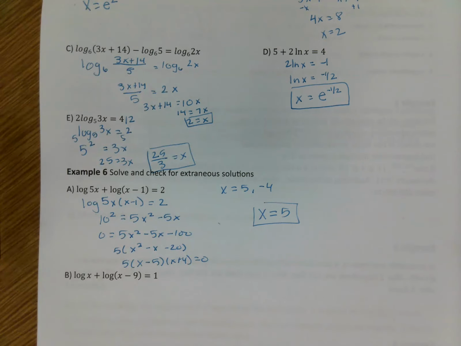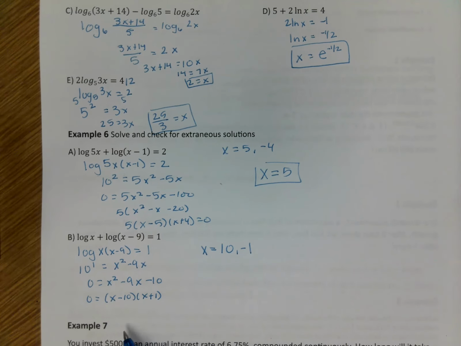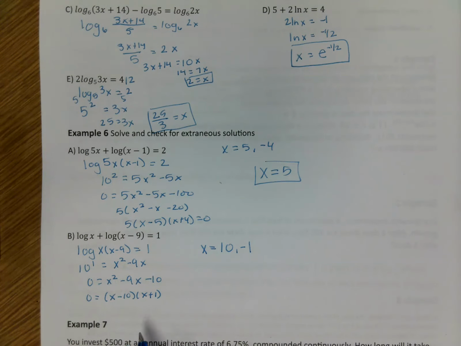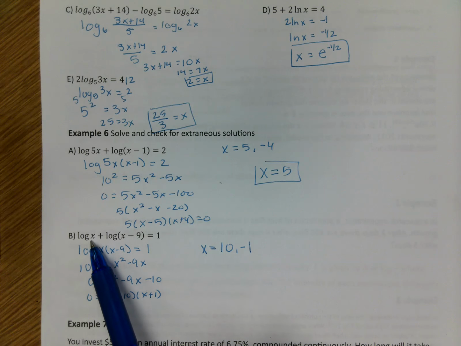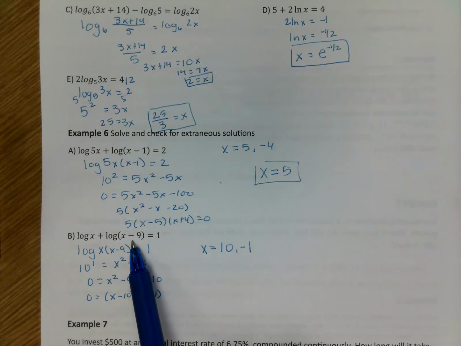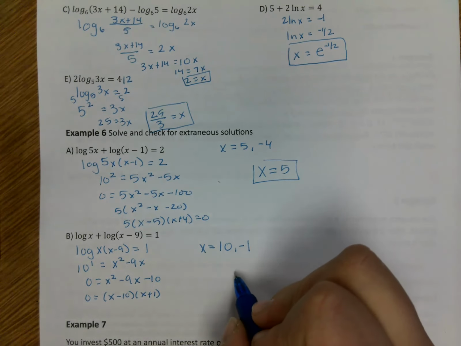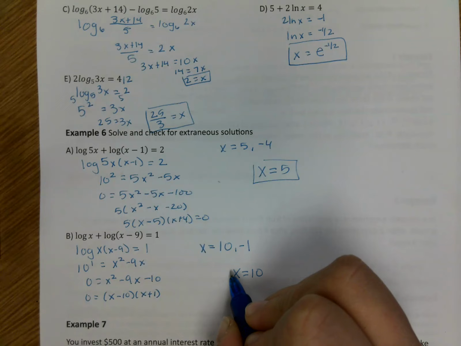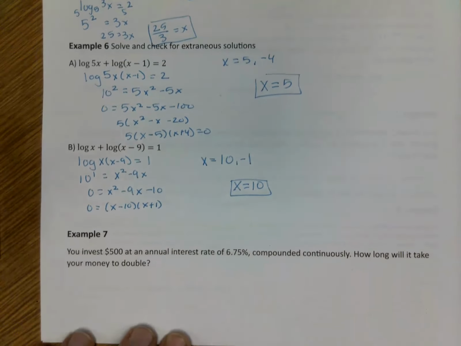I want you to try to do b by yourself right now. So you should have gotten 10 and negative 1. Pause the video and look over my work if you need to. But when you're doing this now, this is saying anything to the right of 0, because that's my vertical asymptote here, or anything to the right of 9, because this is moving to the right 9, so anything to the right of 9. So negative 1 does not fit in that domain. So this answer is just x is equal to 10.